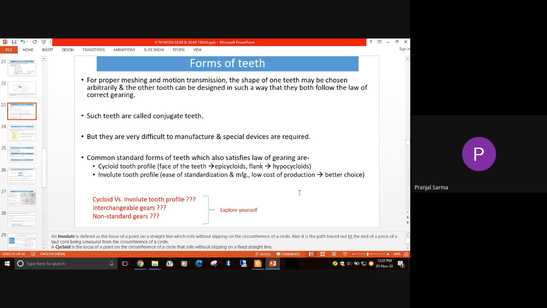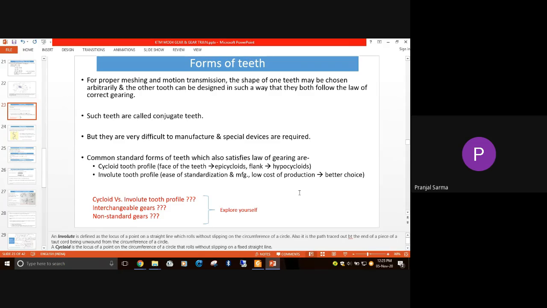Similarly, what is an involute? How can we define it? Involute is nothing but the locus of a point on the circumference of a circle. So now you are understanding it. I believe you have heard about these cycloids and involutes in your engineering graphics, and if you have forgotten, you can go through it. These are the standard forms of teeth that we have.